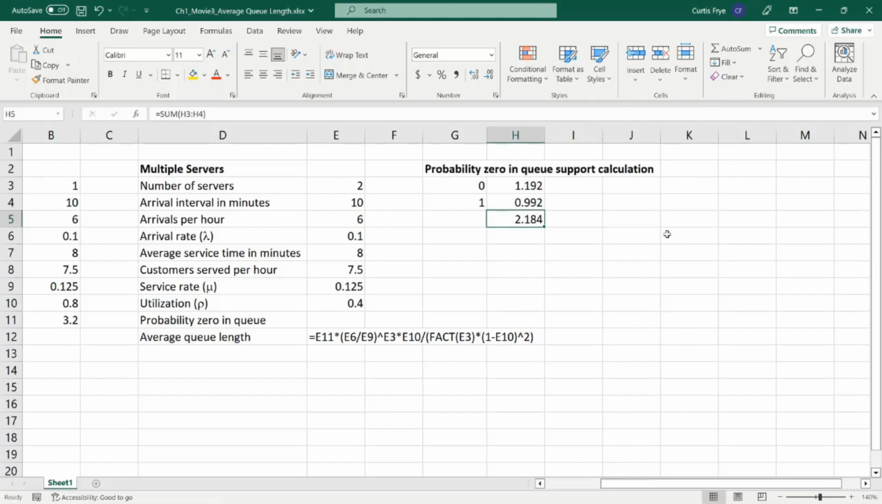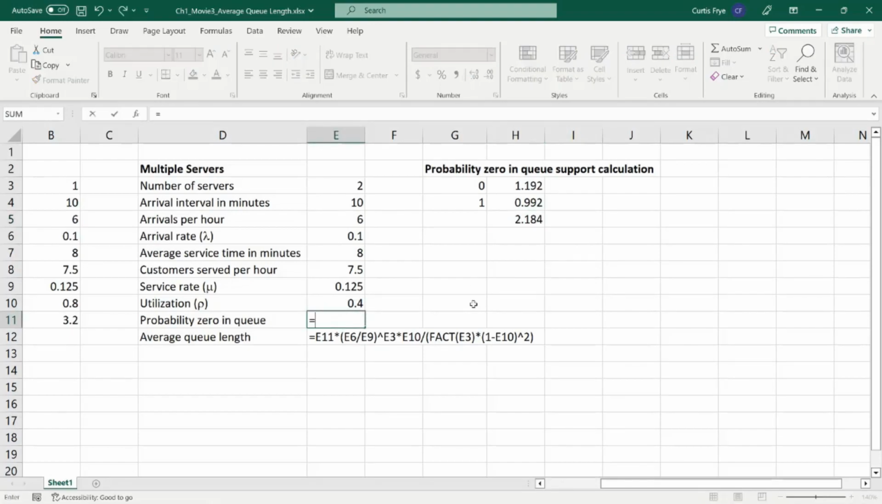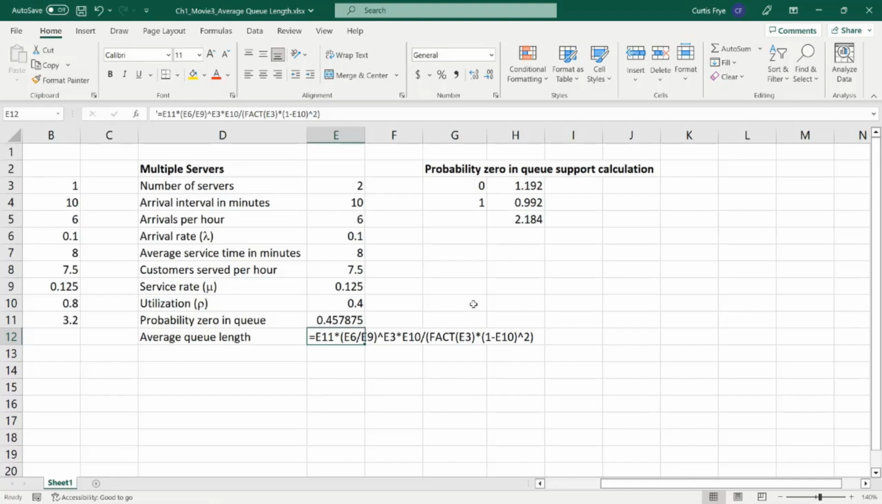Now, to get the probability that there are 0 in the queue, I will take the sum, which you can see here in H5. I just used an auto sum formula to create that. I'll go to E11, type equal, and the value is 1 over the calculated value from H5, and enter. So we get a probability that there are 0 people in the queue at any random time of about 46%. And that makes sense. We have more servers than we need and utilization below 0.5, so it makes sense that we won't have people waiting very often.